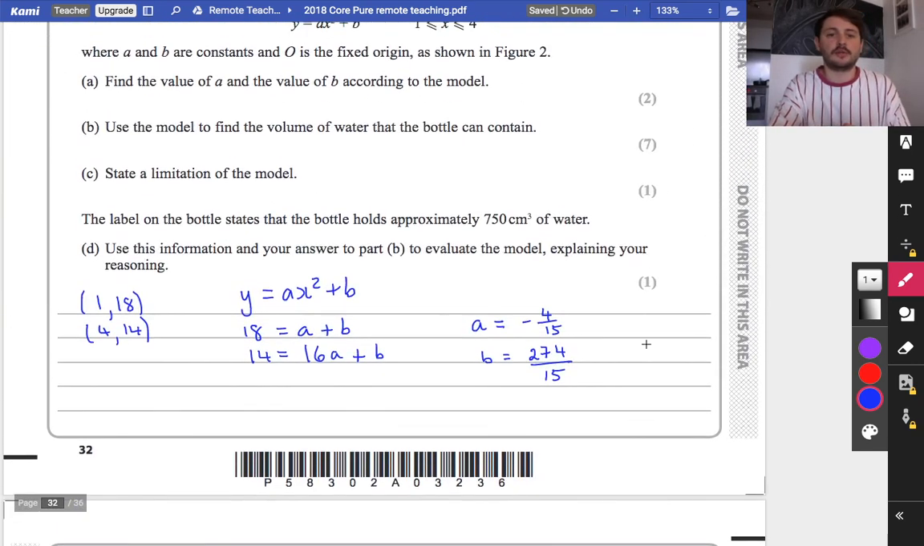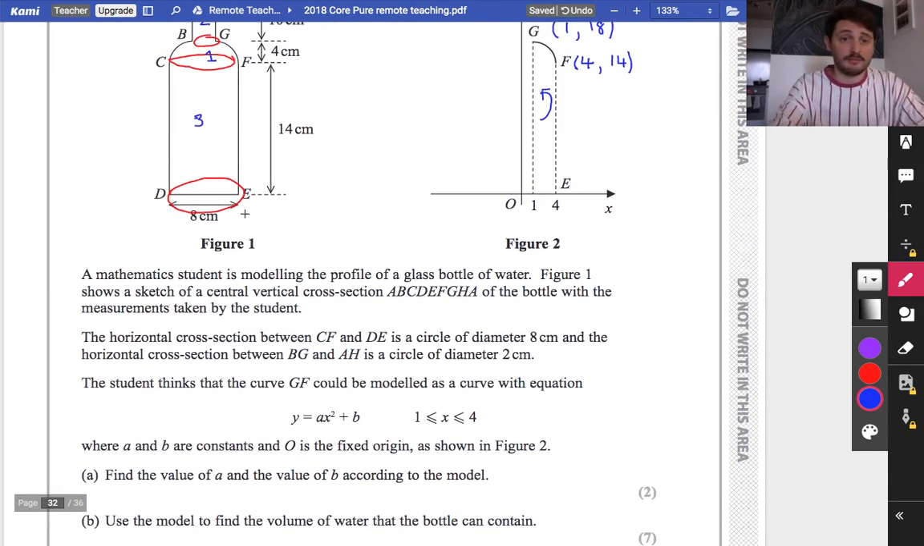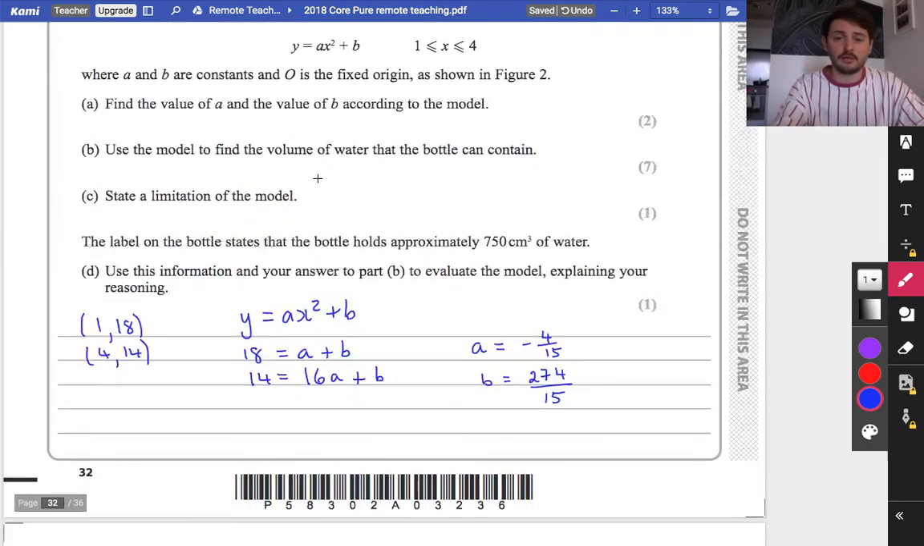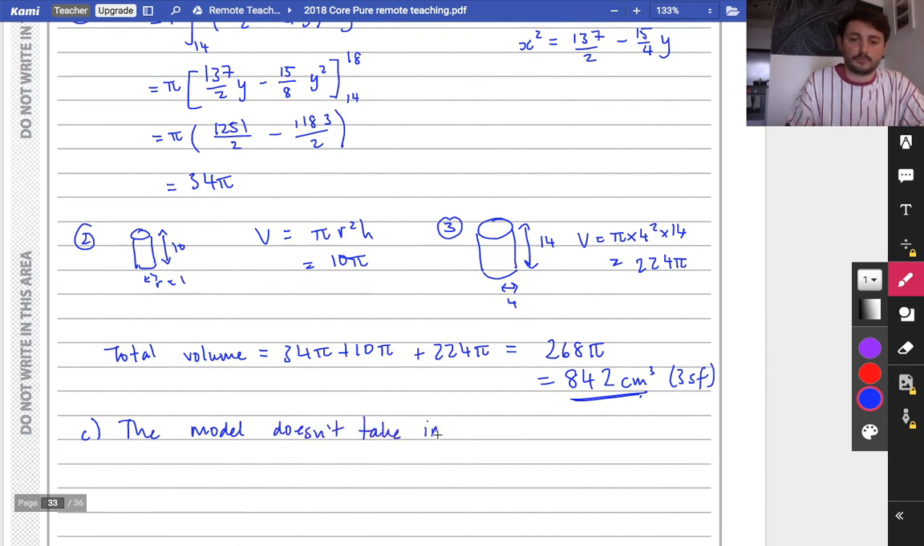Okay, we've literally got 2 marks left. State a limitation of the model. Well, the glass here is being modelled as just like an infinitely thin line. So really what we need to say is the model doesn't take into account the thickness of the glass. I'm going to show you in the mark scheme the other things you could say as well, because there's many.